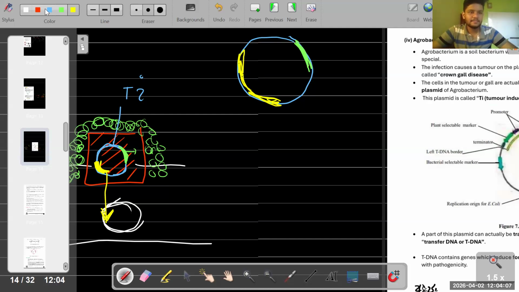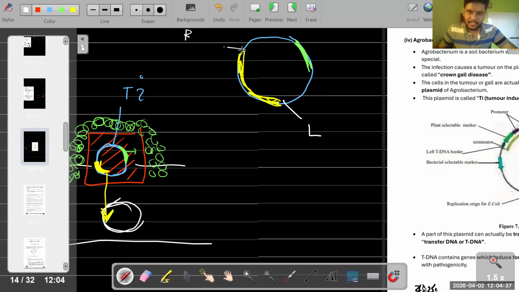Now, this transfer DNA contains a right border sequence. If we take it this manner, you can see that it is a right sequence. This is the left border sequence. Any difficulty in understanding that? No, right.